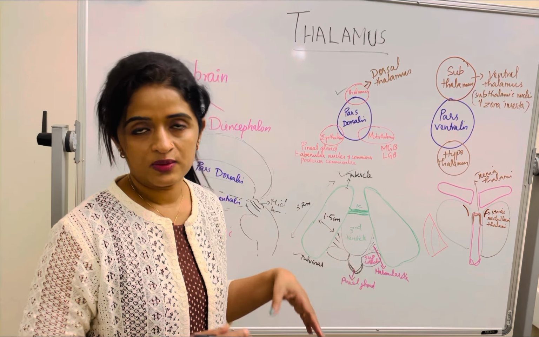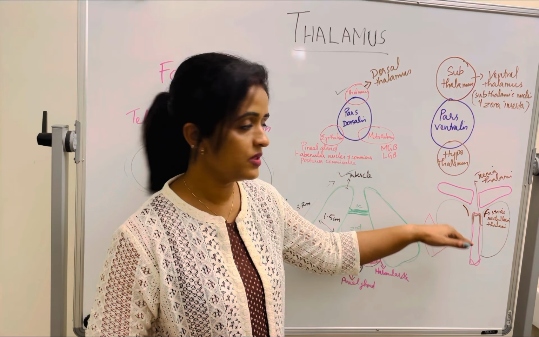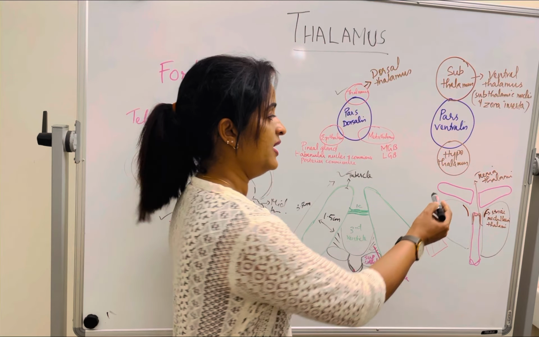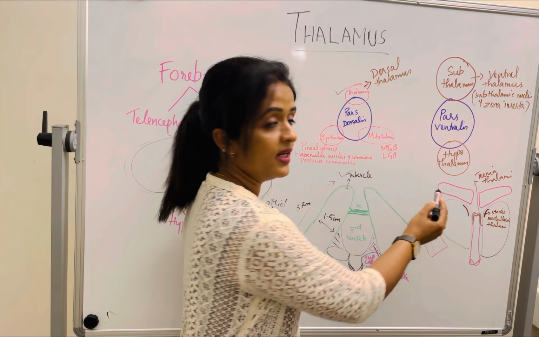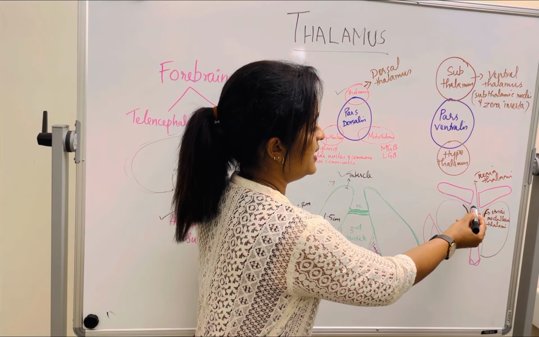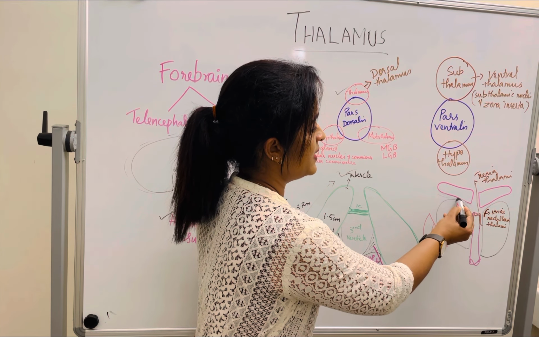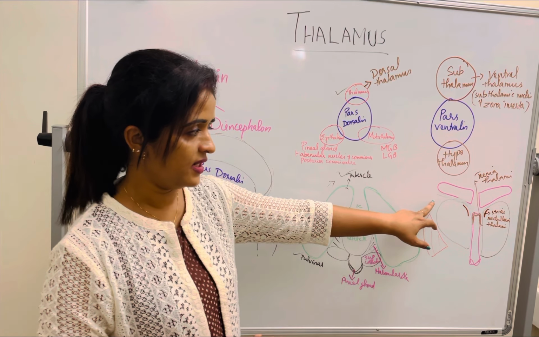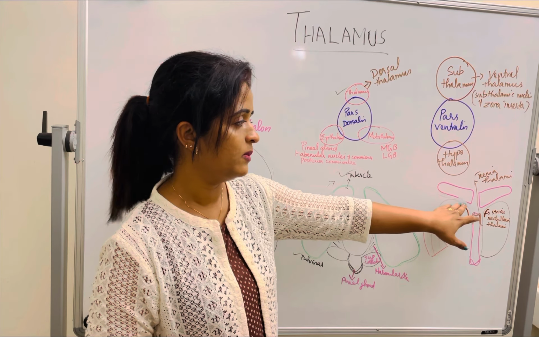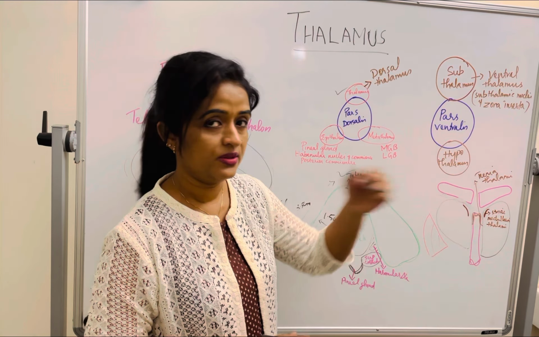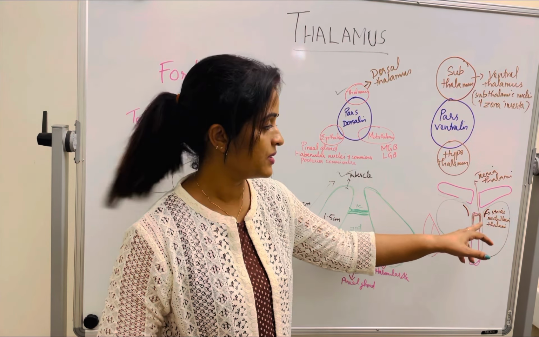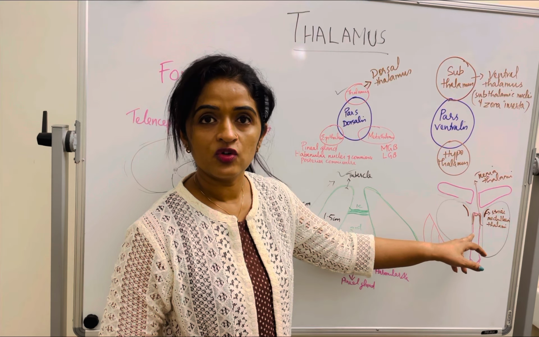Now coming to the surfaces. When you talk about the thalamus, we have a superior surface, an inferior surface, a lateral surface and a medial surface. The superior surface, as we see here, laterally forms most of the part of the lateral ventricle, whereas medially it is the choroid plexus of the third ventricle that comes in relation with the superior surface. So the superior surface is related mostly to the lateral ventricle, and the medial portion is related to the choroid plexus of the third ventricle.